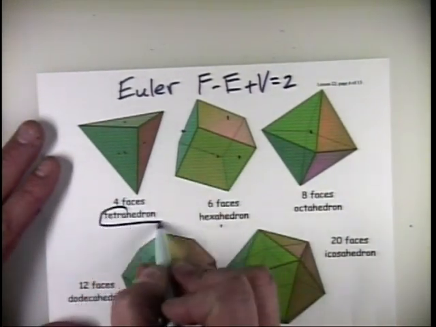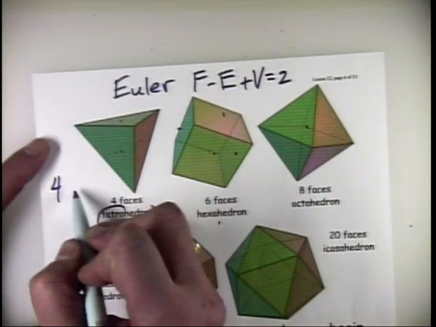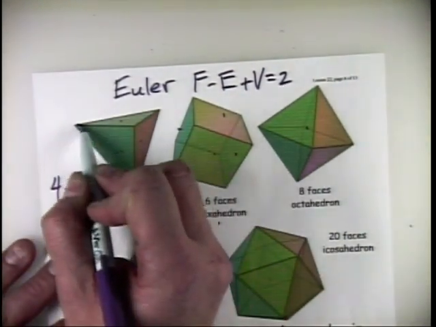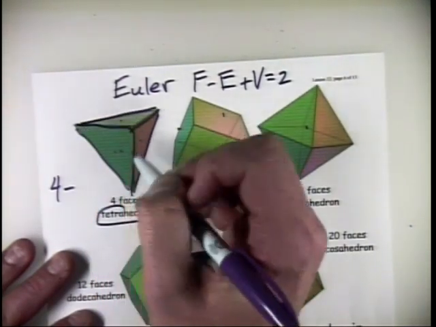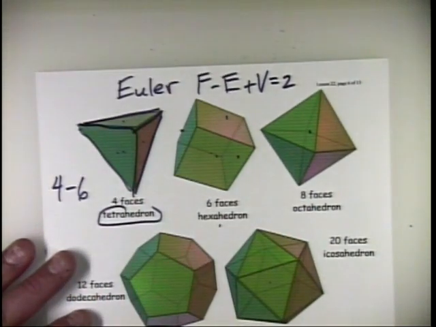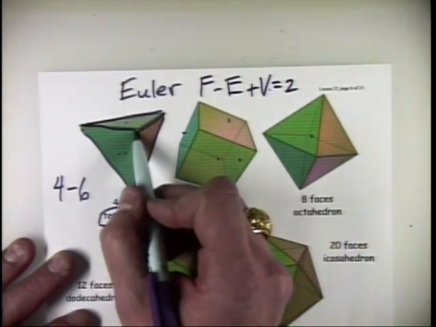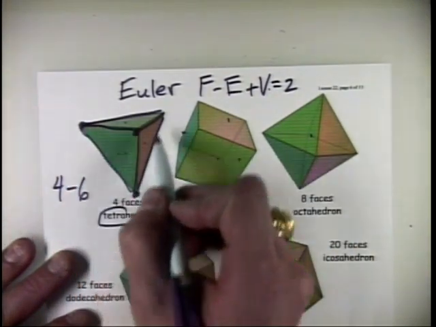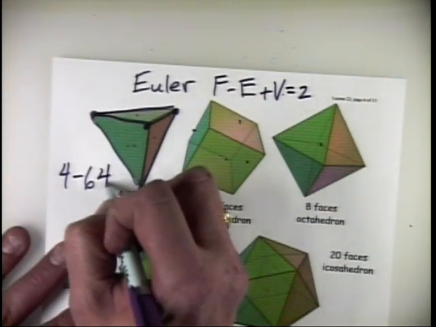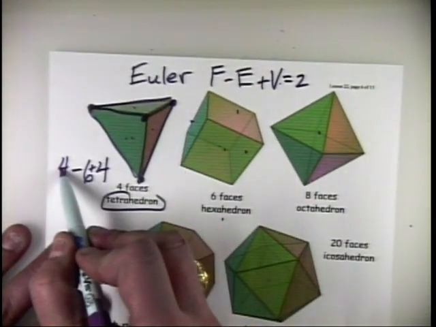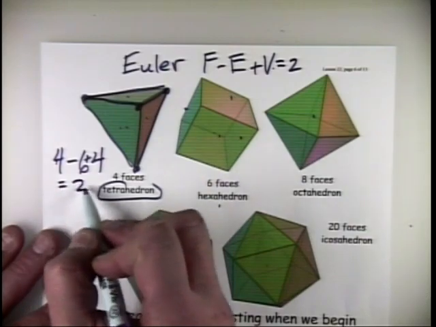Let's look at the tetrahedron. It has 4 faces, so that's 4, minus, we can count the edges, 1, 2, 3, 4, 5, 6, so 4 minus 6. And then it has how many vertices? 1, 2, 3, 4. So if I add 4, I get 4 plus 4 is 8. 8 minus 6, that equals 2.